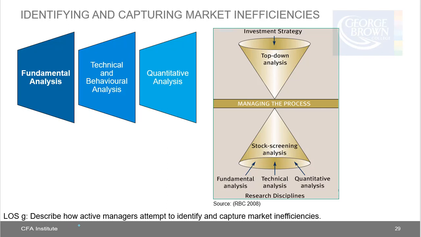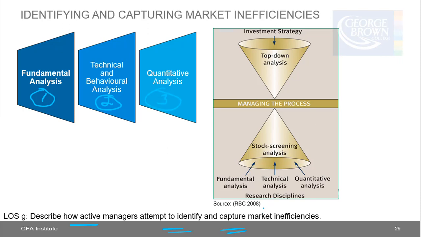Learning outcome statement G is describe how active managers attempt to identify and capture market inefficiencies, okay? So there's 3 techniques here. Number 1 is fundamental analysis. Number 2 is technical and behavioral analysis. And number 3 is quantitative analysis.